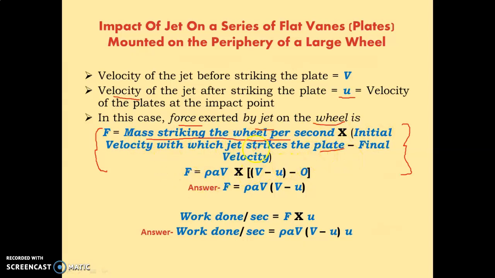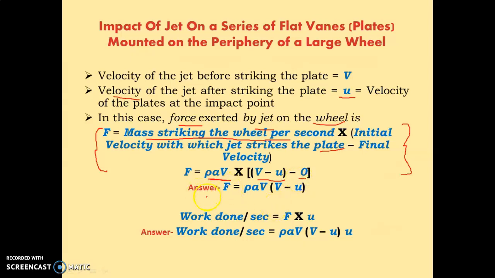So the mass striking the wheel per second, we know, is rho a into v, multiplied by the initial velocity with which the jet strikes a single plate, not the wheel but the plate, which is v minus u. It will strike the plate with a relative velocity v minus u, and the final velocity in the direction of motion of the jet will be 0.